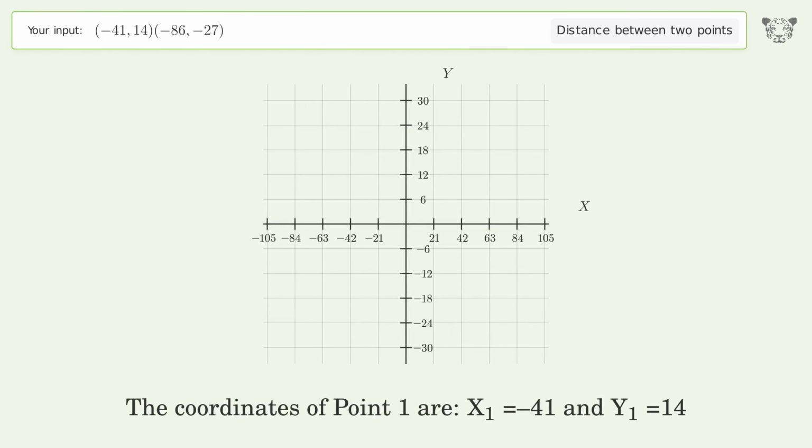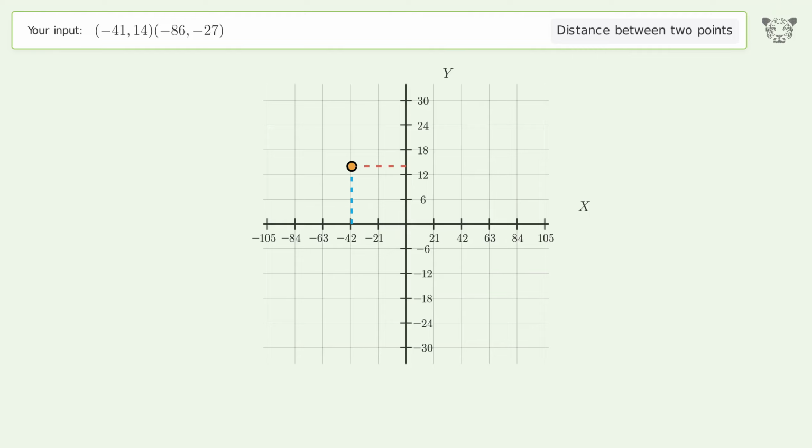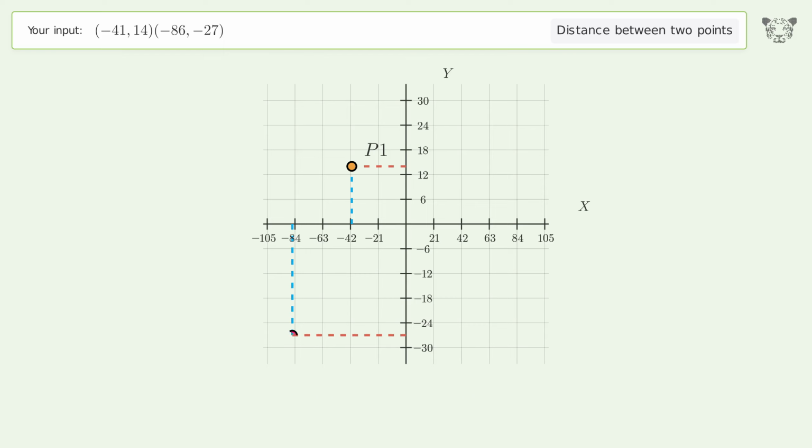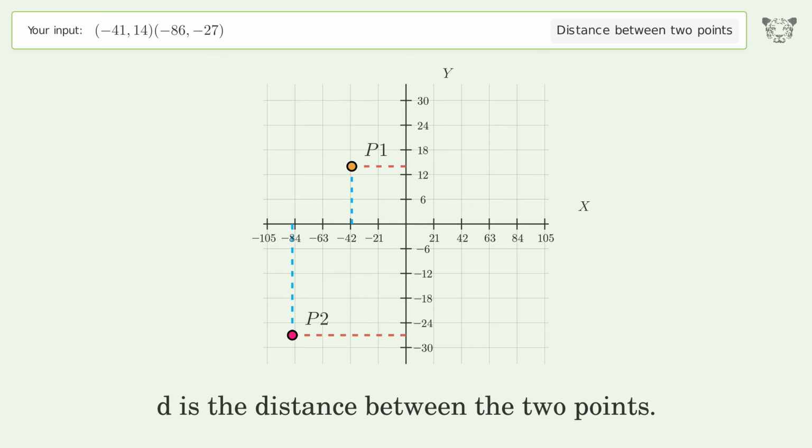The coordinates of point 1 are x1 equals -41 and y1 equals 14. The coordinates of point 2 are x2 equals -86 and y2 equals -27. D is the distance between the 2 points.